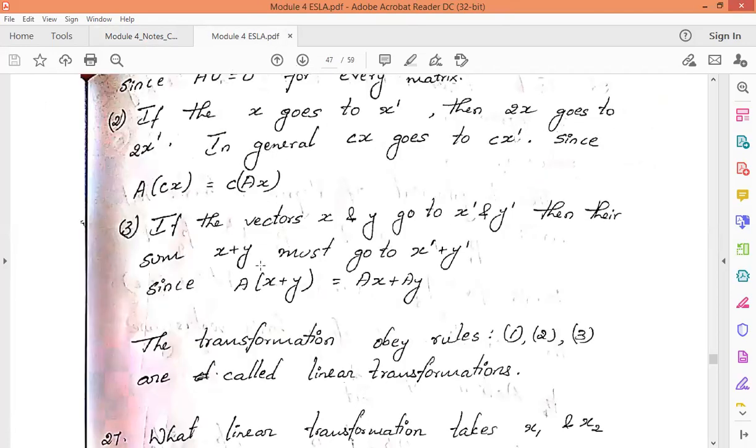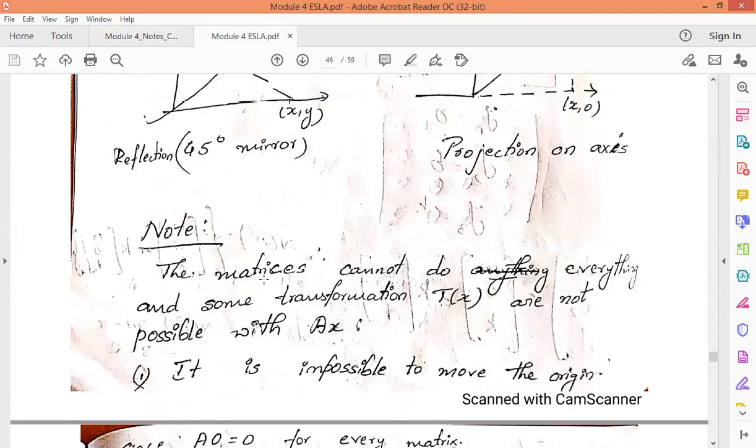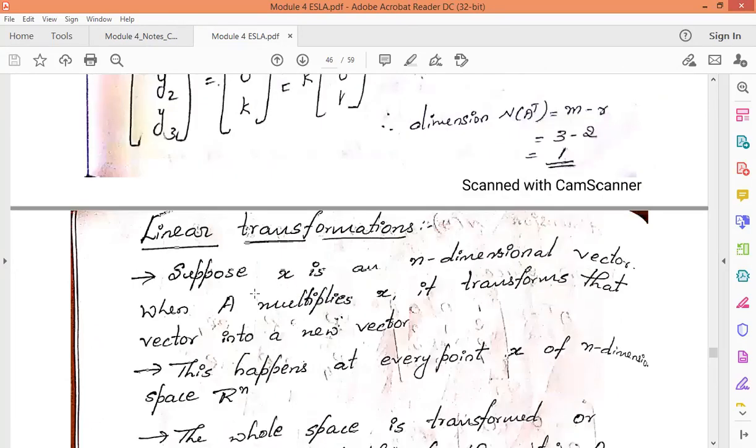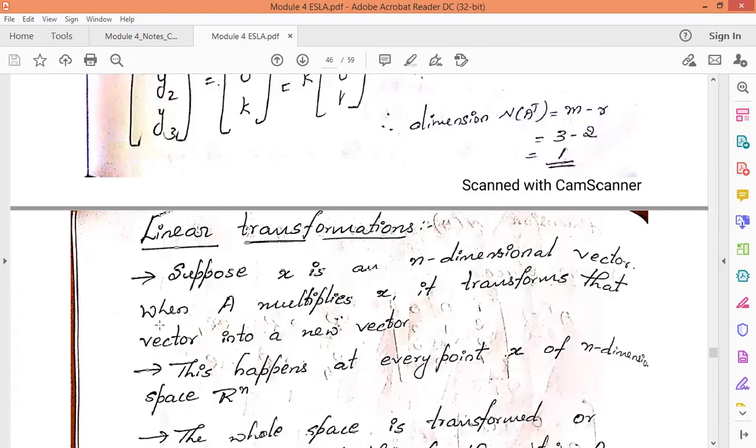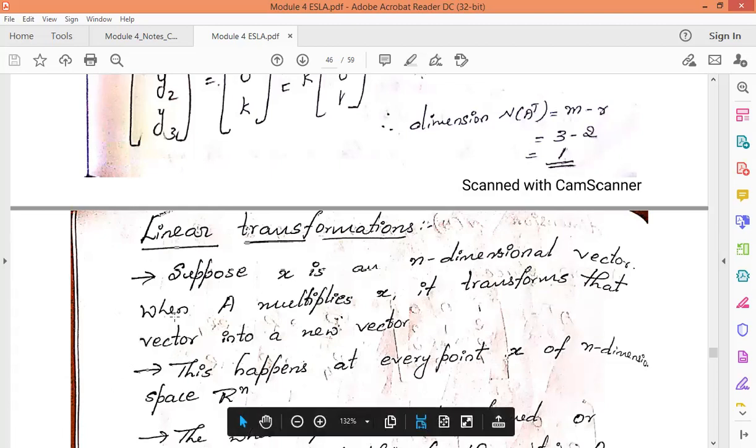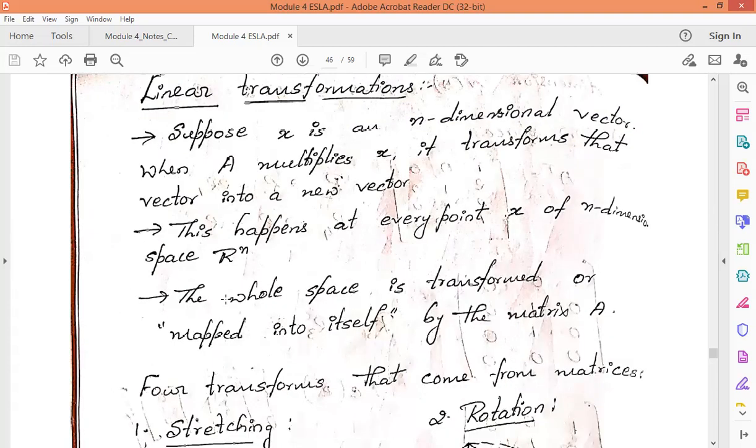Before that, we'll revise the linear transformation also. As I told, the linear transformation is used for transforming one vector to another vector. That is, we map one vector into another vector, but it has to preserve two properties: addition and scalar multiplication. Such a transformation or mapping will be called a linear transformation.